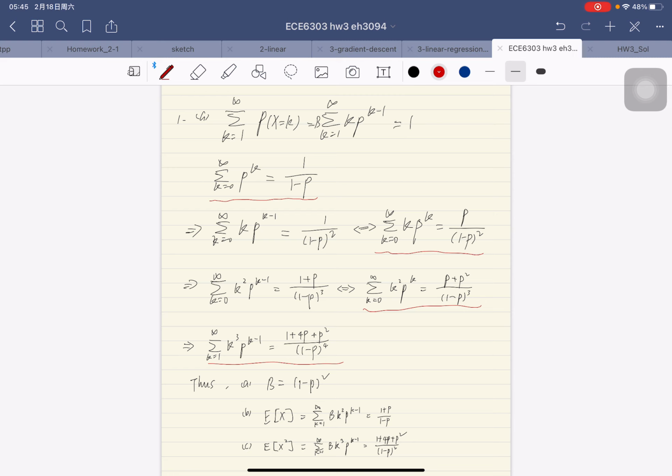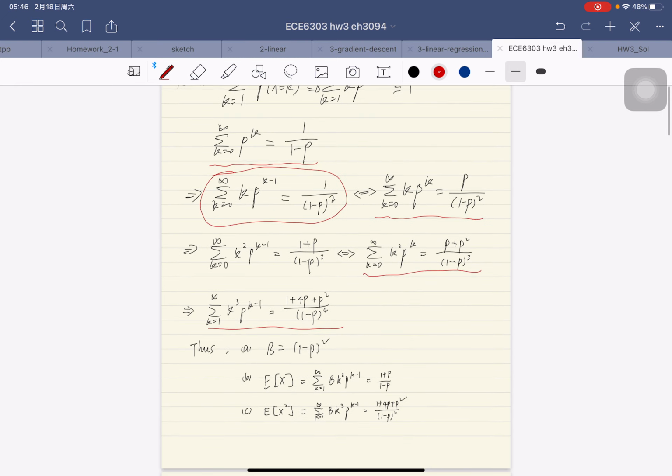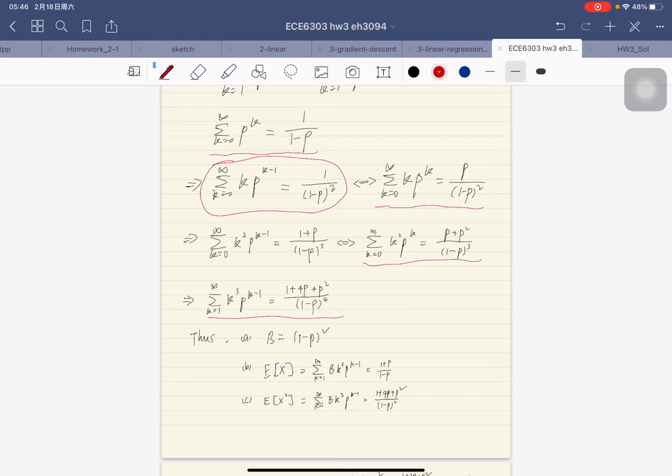For the first problem, we know that since this formula, b multiplied by the sum from k equals 1 to infinity of k multiplied by p to the power of k minus 1 should be 1, and we know that these things should go to 1 over (1 minus p) to the power of 2, so that we know b equals (1 minus p) squared.